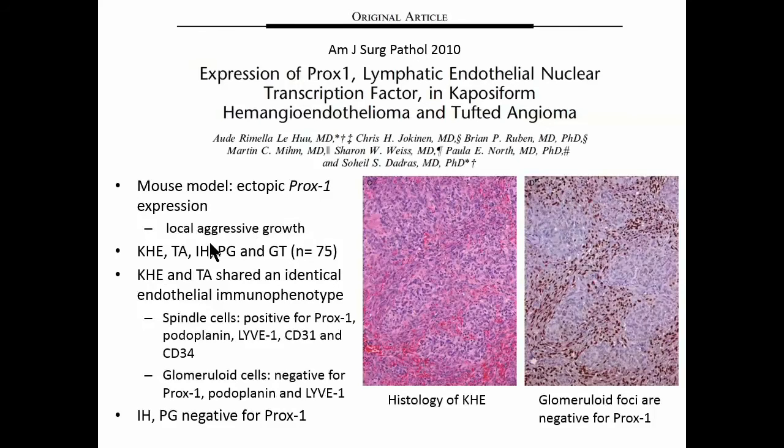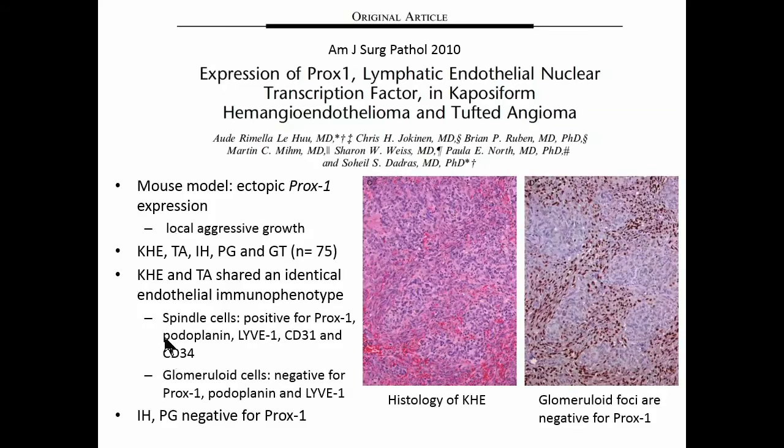And that's where we set up this study of looking at kaposiform hemangioendothelioma and tufted angioma. It's been suggested that these two tumors may actually represent the same disease spectrum. And we compared them to infantile hemangiomas, pyogenic granuloma, and granulation tissue, which are included in the histologic differential diagnosis for this disease. So we had 75 tumors. We had both Dr. North, Sharon Weiss, many of you may know, and Dr.